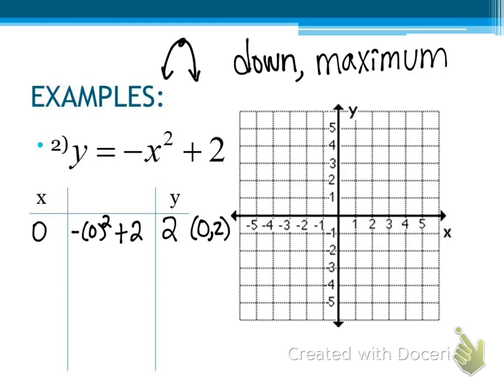Straight up 2. So 0 for the first number means I don't go left or right. I'm just going straight up 2. I'm going to switch colors on this one. Okay. Next point we want to plug in for x.